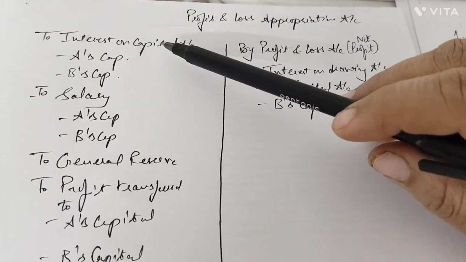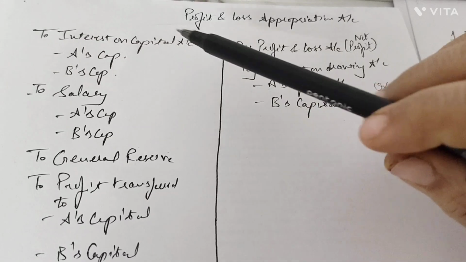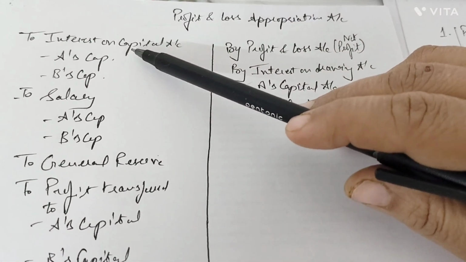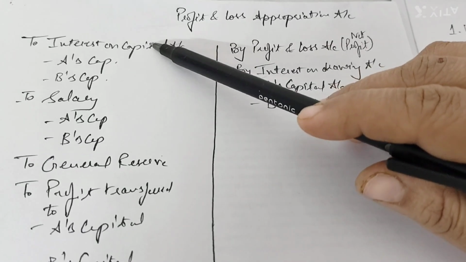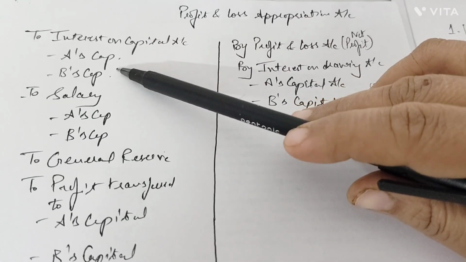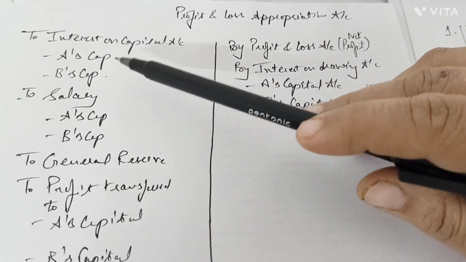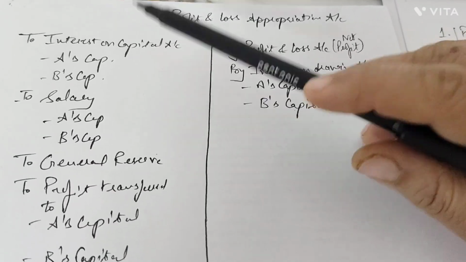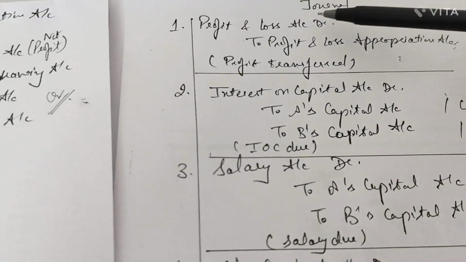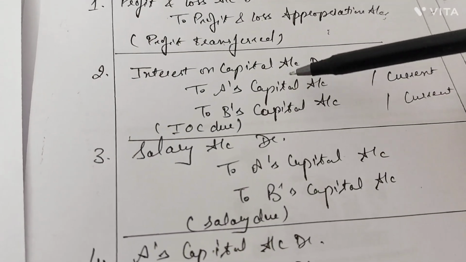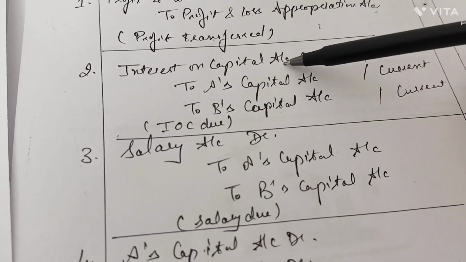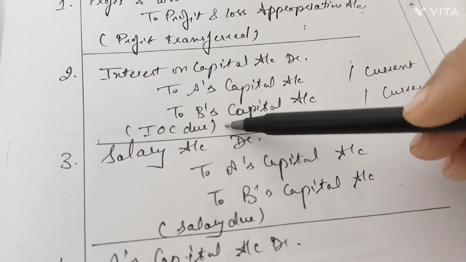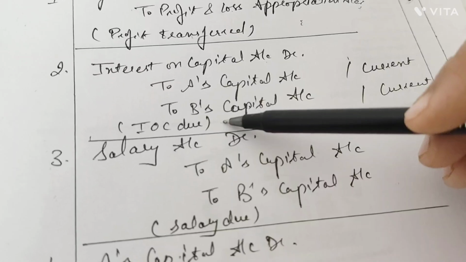The next journal is about IOC, salary, IOD. So let's talk firstly about IOC. For the IOC, the business is supposed to pay IOC to A and B, who are the partners. So what journal will we make? Firstly, interest on capital account debit to A's capital, to B's capital. This is for the transfer of the interest on capital that has become due, which is payable by the business firm to the partners.